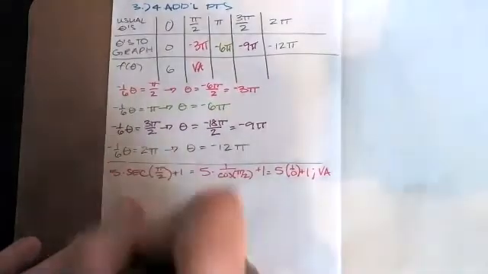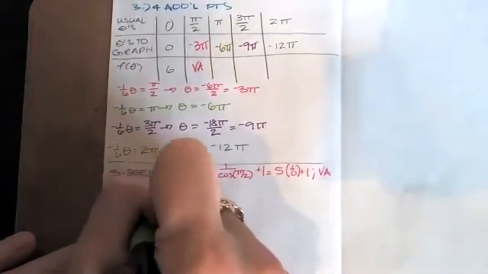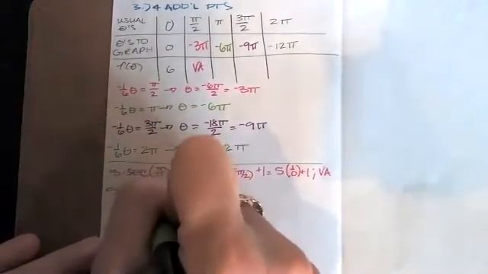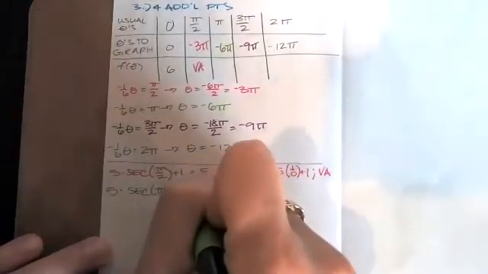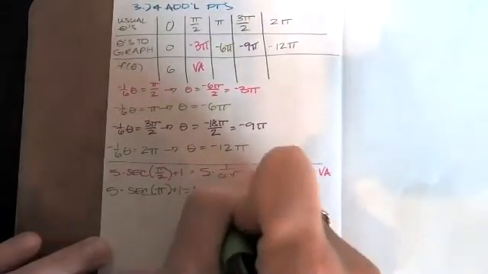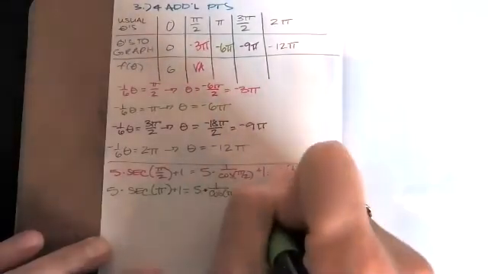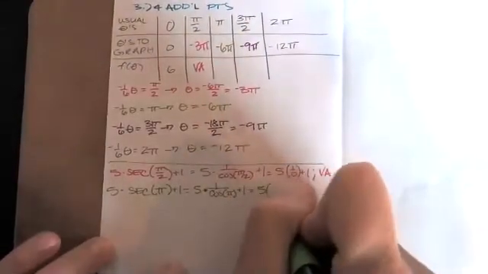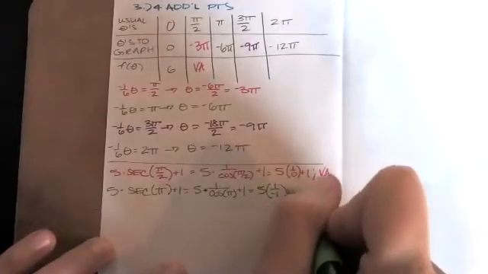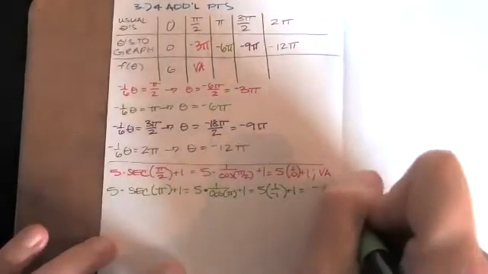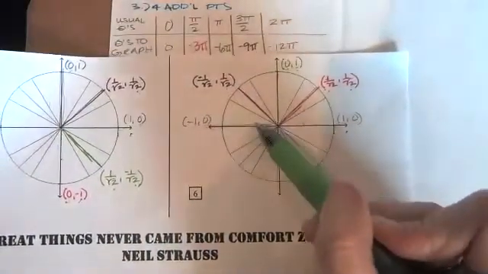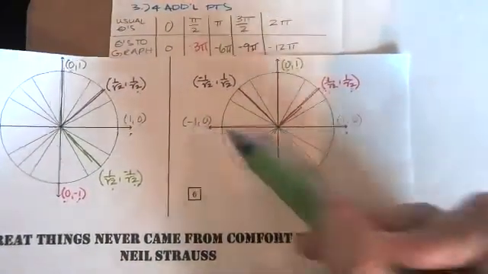Yeah. Okay. So 5 times the secant of pi plus 1. So, whoops, not plus, times. 1 over the cosine of pi. But the cosine of pi is negative 1. So this will be negative 4. Just to refresh your memory, this is pi and the cosine here is negative 1 because that's the negative x-axis.